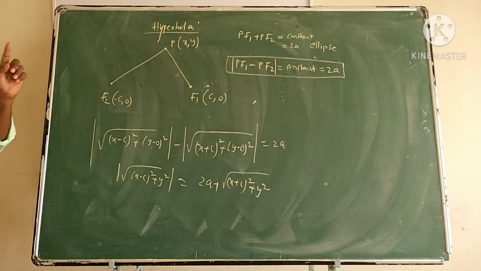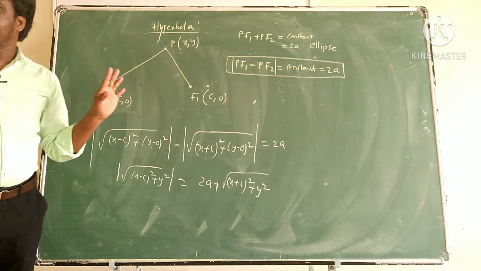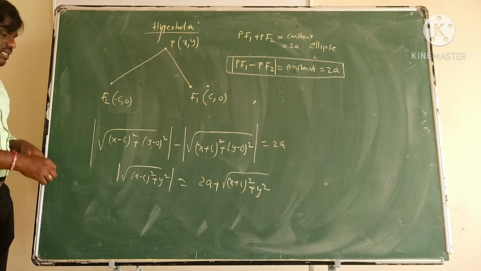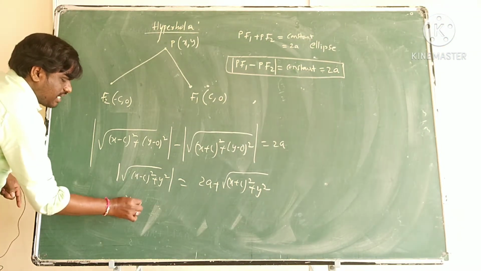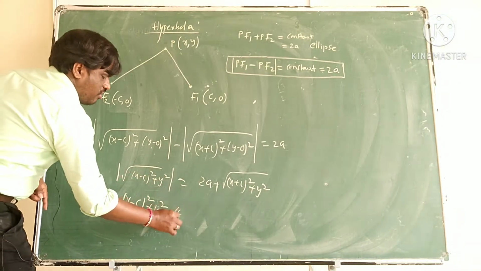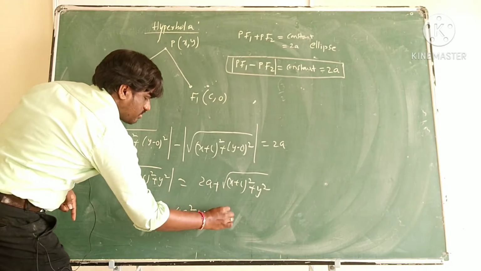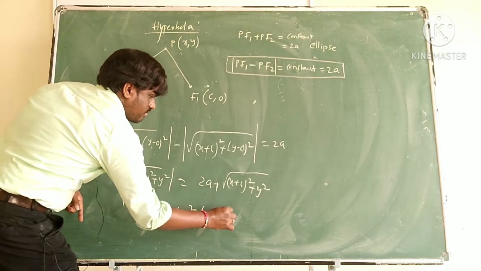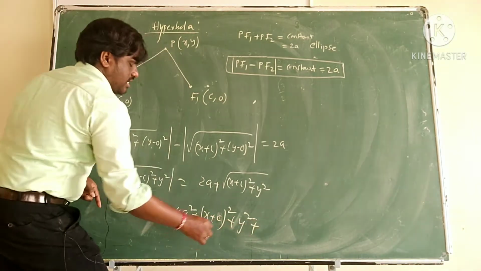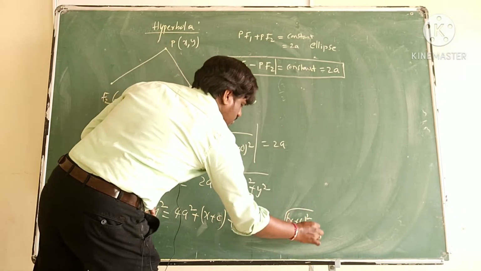Same, this proof I gave in the ellipse. In ellipse I have done the proof. Same proof is here, only sign will be changed. Everything will be same. So squaring on both sides we did. Then what do I get here? x minus c whole square plus y square is equal to, if you do squaring on both sides, 4a square plus x plus c whole square plus y square plus 4a under root of x plus c whole square plus y square.